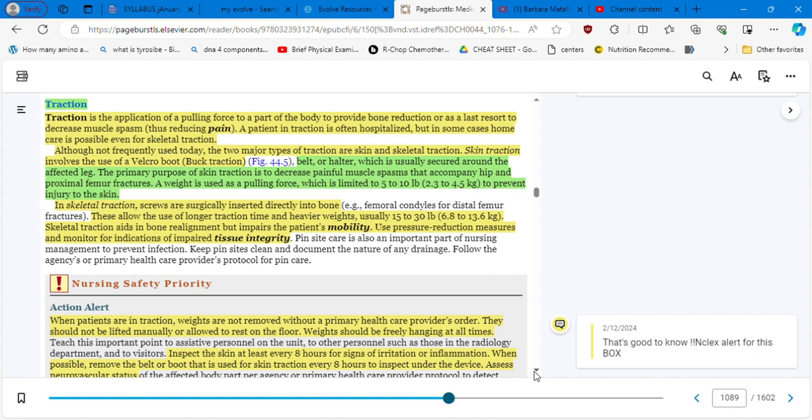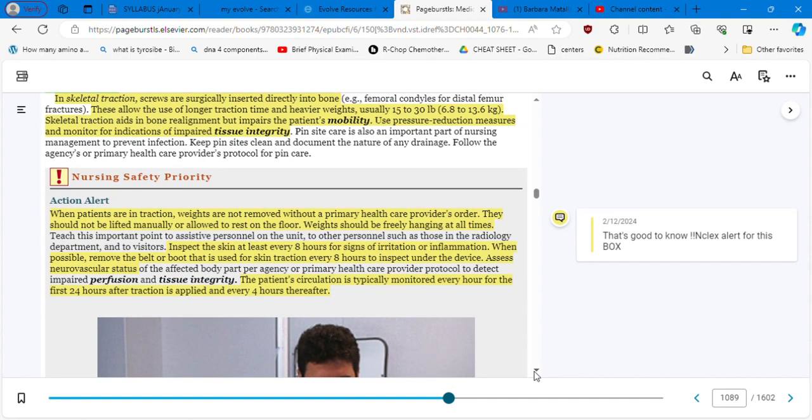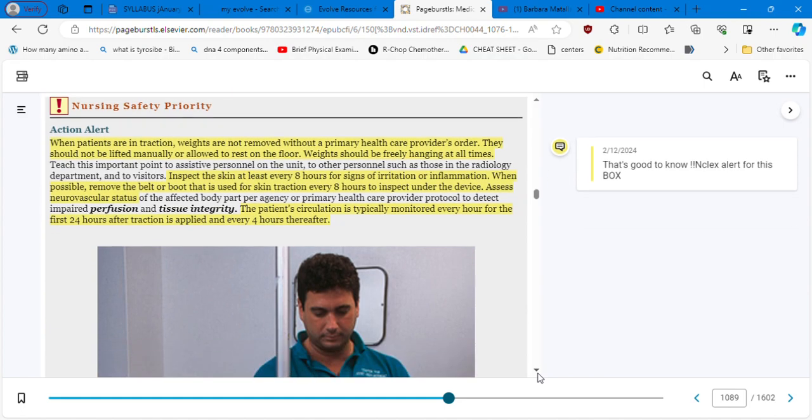Okay, so this box is NCLEX material. This is good to know, okay? Action alert: when patients are in traction, weights are not removed without a PCP order, okay? Weights are not removed. They should not be lifted manually or allowed to rest on the floor. Weight should be freely hanging at all times, okay? You don't touch that, nurses.